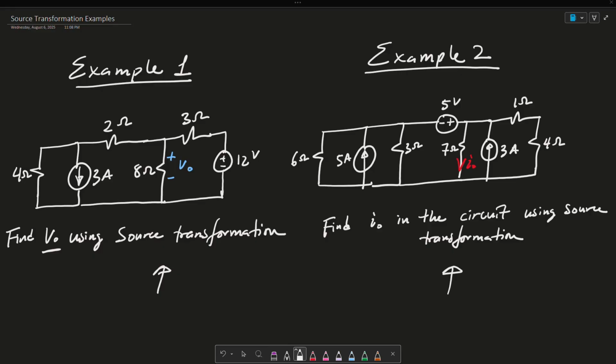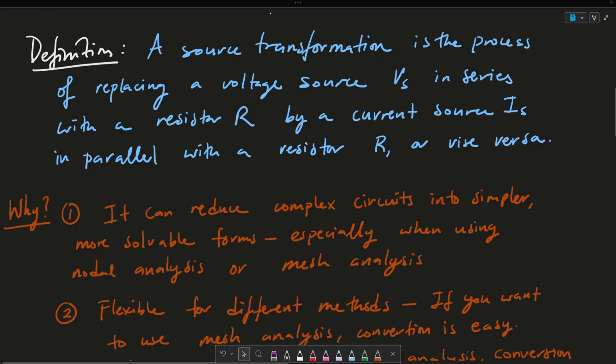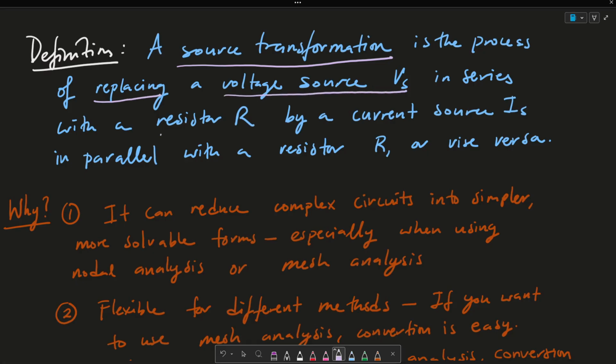Before we dive into these examples, though, I would like to formally define what source transformation is and why it is necessary in circuit analysis. For the formal definition, we say that a source transformation is the process of replacing a voltage source Vs in series with a resistor R by a current source Is in parallel with the resistor R, or vice versa. Again, this S here is simply source.